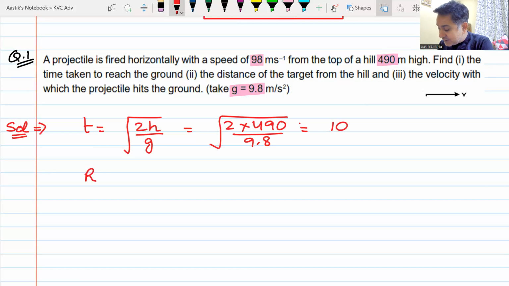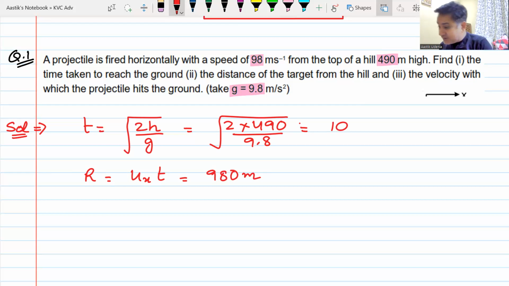The distance of target, that means they are asking you the range. So that is equal to ux multiplied by t. Yes or no? Yes, sir. So 98 multiplied by t is 980 meter. It will fall at a distance of 980 meters. Yes or no? Yes, sir.